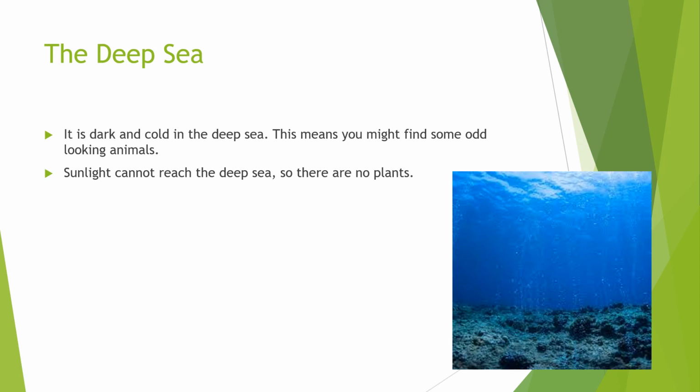So not a lot of animals can survive here. It's a really harsh place to live. So the animals that are able to survive here, they look a lot different than the animals that we would be able to see. The sunlight can't reach the deep sea, so there's no plants. Everything that's on the floor of the ocean has floated down there. So nothing grows there, and it's very, very hard to sustain life there.